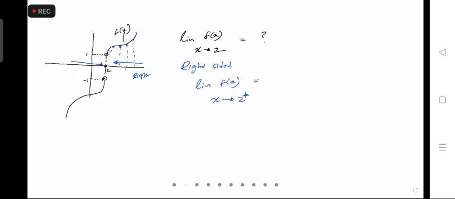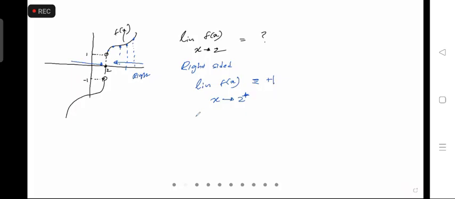What is the value? By looking at this graph, there are so many values. You can tell me one. What is the value? 1. Extremely, you can say positive 1.